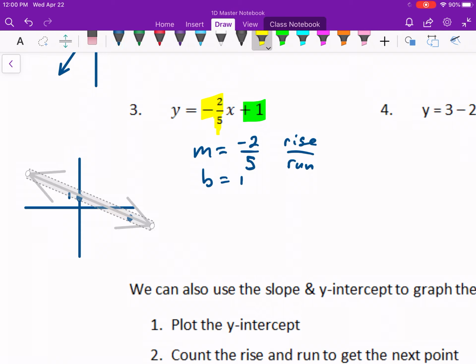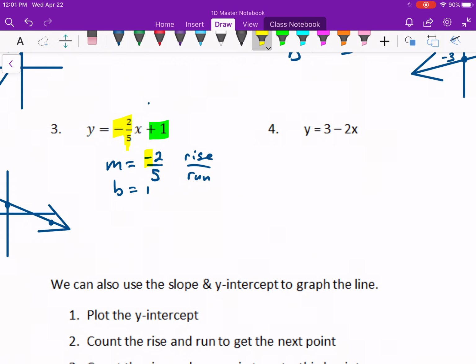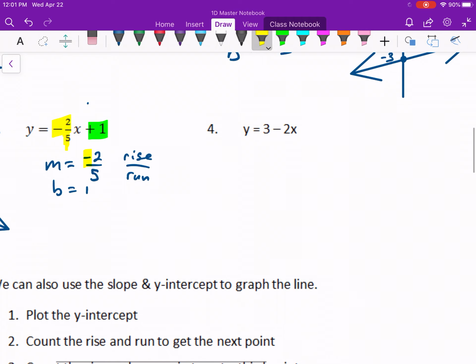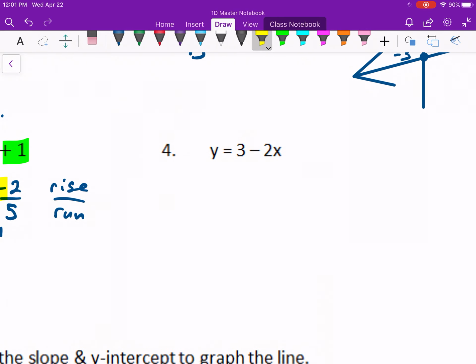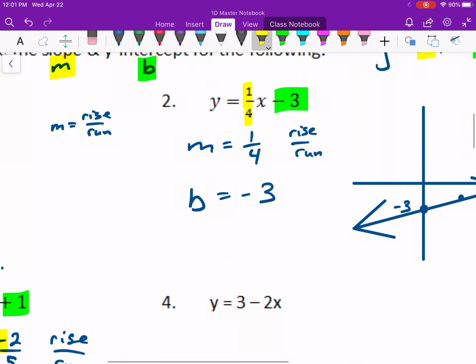Remember, that negative slope means it goes down from left to right. And we've seen that before. The last one throws a bit of a curveball at us. And the thing is, it's not in this form, y equals mx plus b, right?